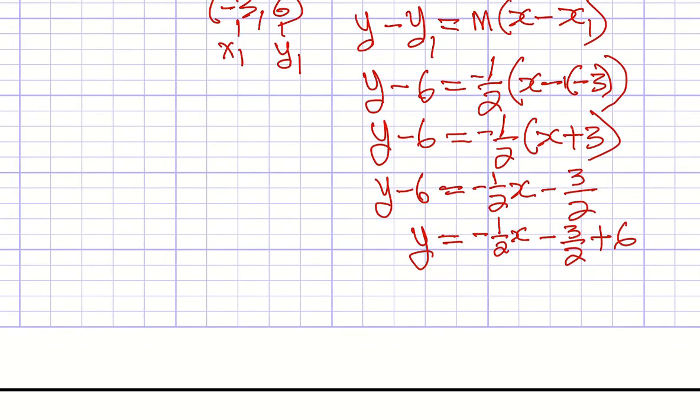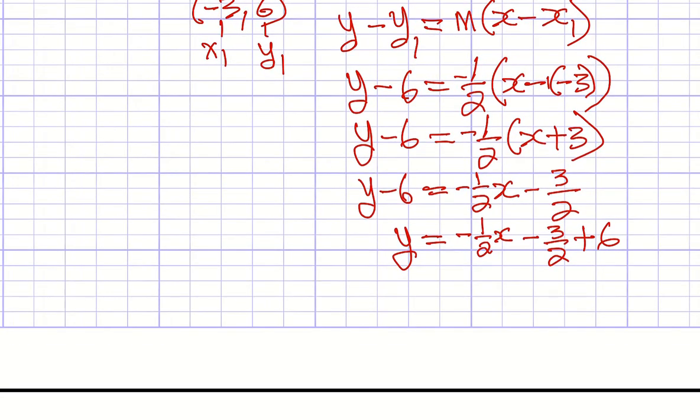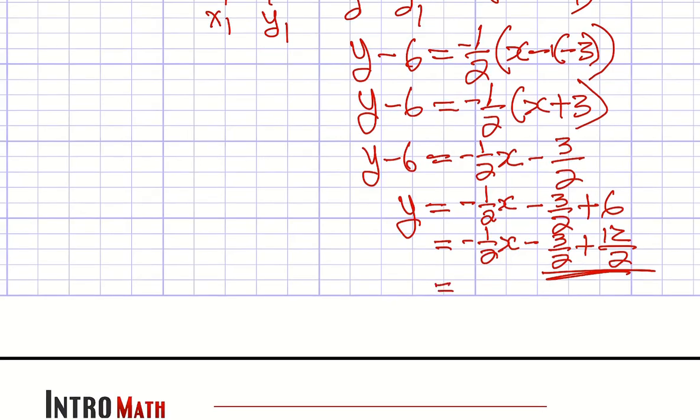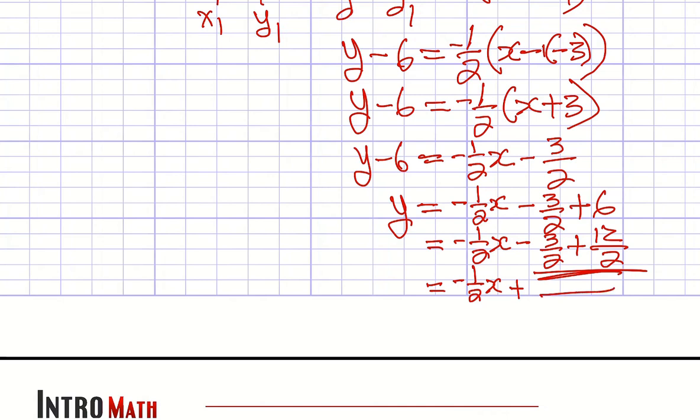Now here is the trick. I'll play with that number. Instead of writing 6, I will write 12 over 2, which is the same thing. 12 over 2 is the same thing as 6. So watch this. It's negative 1 over 2 x minus 3 over 2 plus 12 over 2. Notice I didn't change anything. I just want to have the same denominator right here.